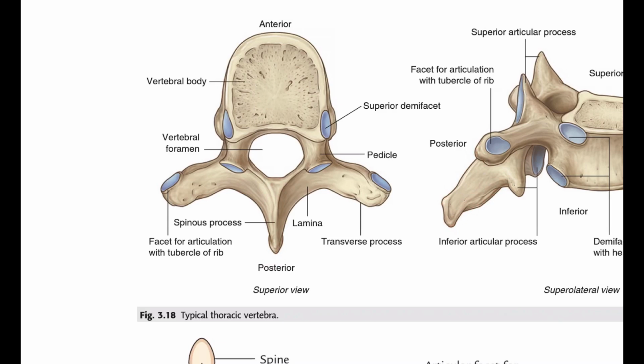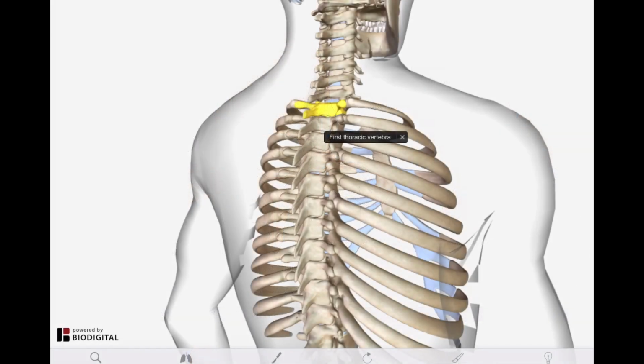It is directed downwards. The pedicle is attached to the upper part of the body. Here, this one, this is the pedicle. So these are the facets. And the inferior vertebral notch is very deep. Here you can see this is the notch. The inferior vertebral notch is very deep.